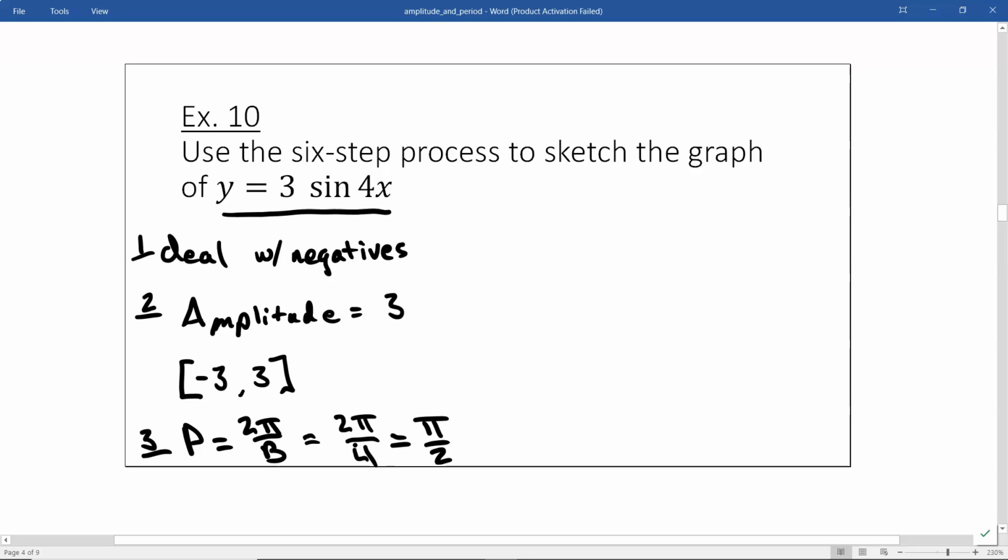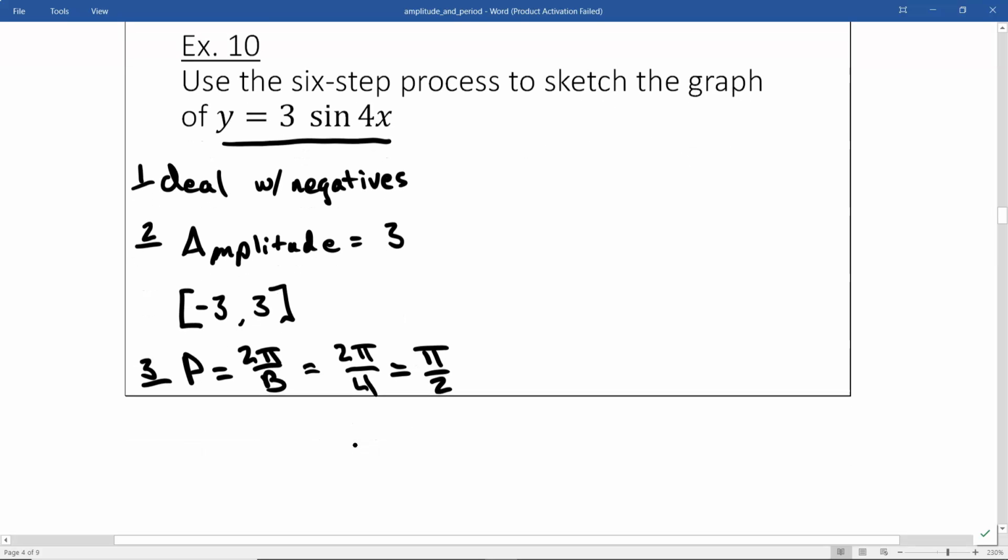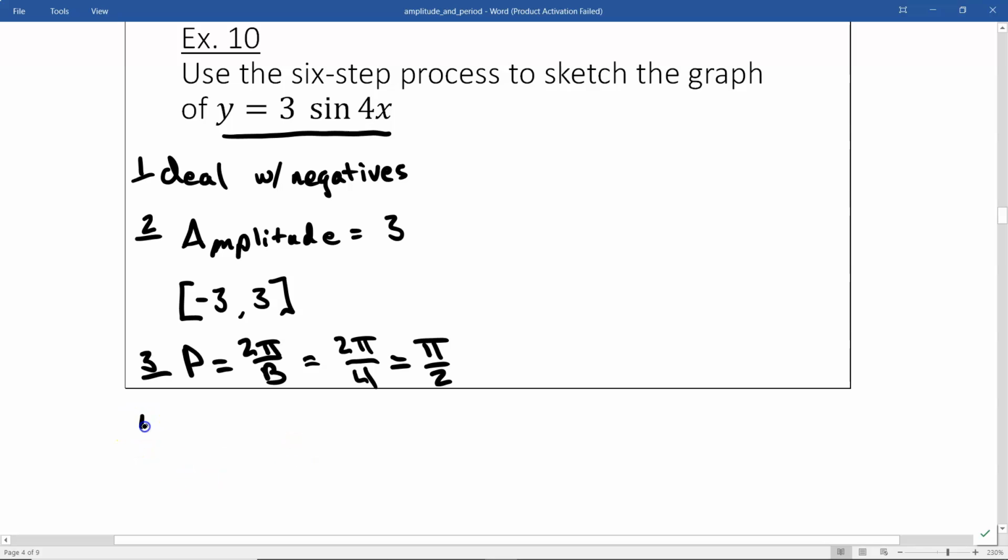Now that we have the period, we want to figure out how our quarter points divide evenly into 4 sections. So this is step 4. And we take our period pi over 2, and we divide that into 4 sections. So that gives us pi over 8. Okay, so the pi over 8, and maybe I should have been graphing this while we were going through these steps. One of these days I'll learn how to draw a straight line.